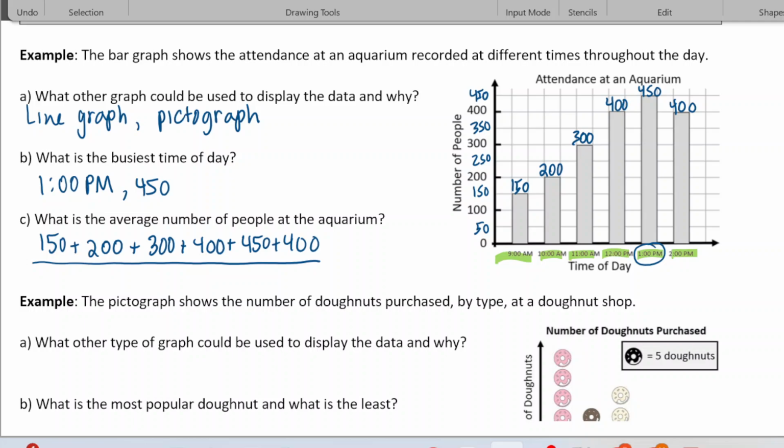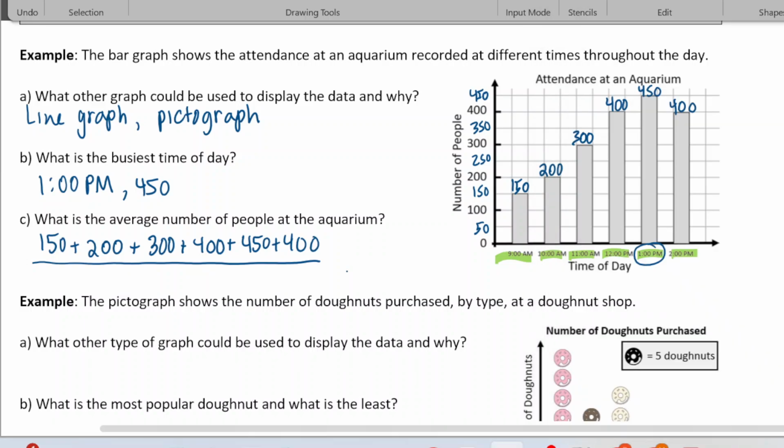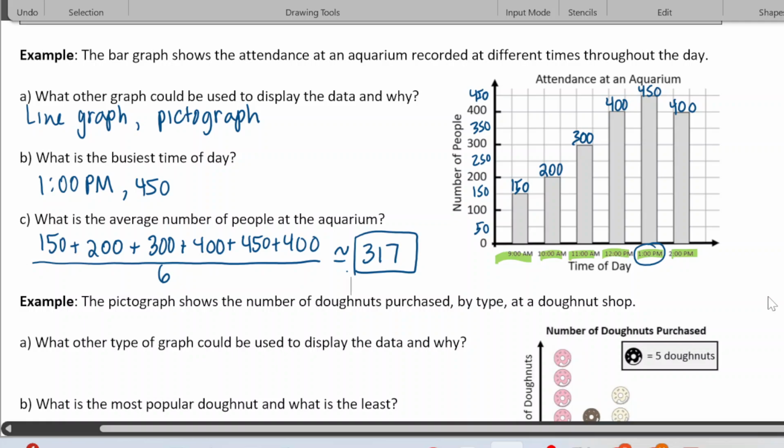So that is, let's just use a calculator just in case to make sure my answer is correct. I was going to do it in my head, but I thought I would just be careful. 700 plus 850. Just combining a couple as I type them in. Okay. 1900, and we're going to divide this by 6. We get about 317. So on average, there's about 317 people inside the aquarium.